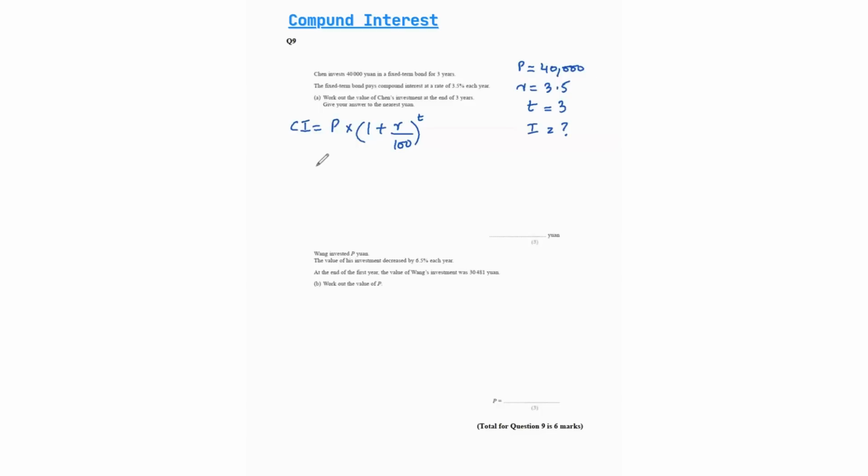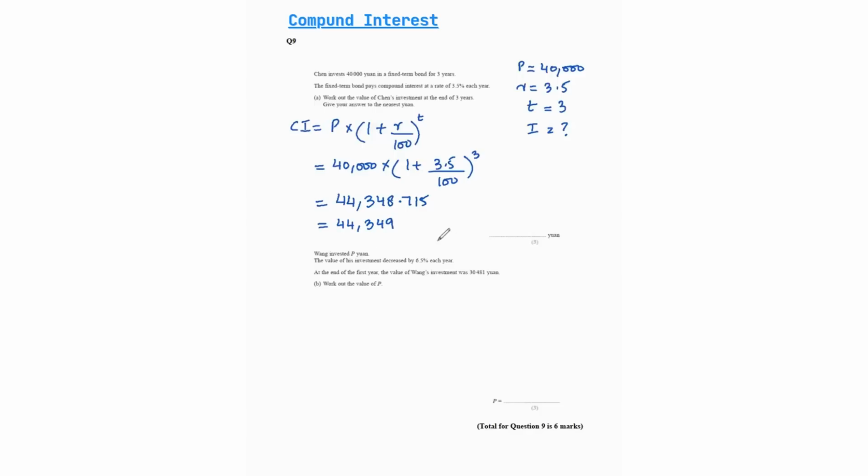So what we do is we just substitute the values: 40,000 times 1 plus 3.5 over 100, to the power of 3. We plug this in the calculator, and what we should get is 44,348.715. So to the nearest one, it's going to be 44,349. That is your final answer.